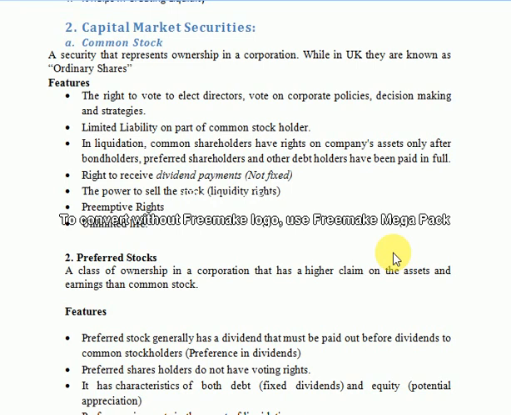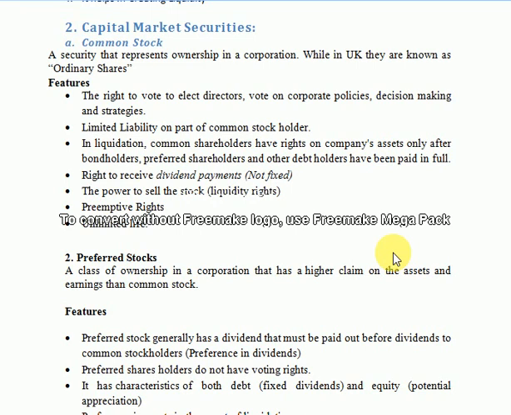The holder of the common stock elects, not selects, keep in mind, elects the board of directors and votes on corporate policies. This form of equity ownership typically yields higher rates of return in the long term.